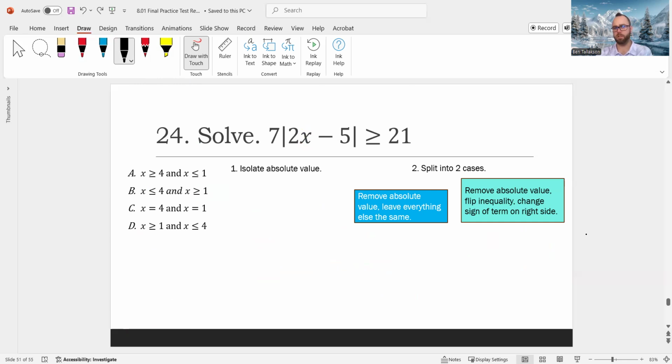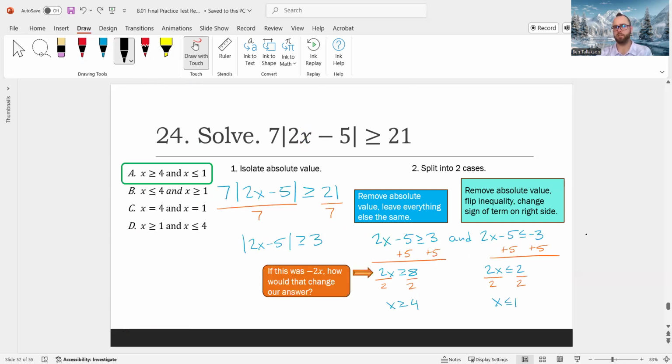Did you get A as an answer? Let's see why it's A. So we have an absolute value inequality. The number one thing we need to do always with these is get the absolute value by itself.